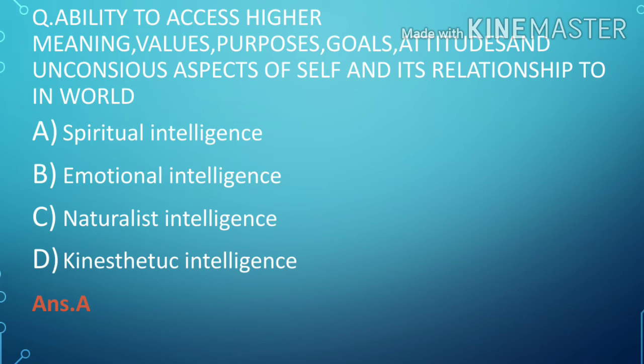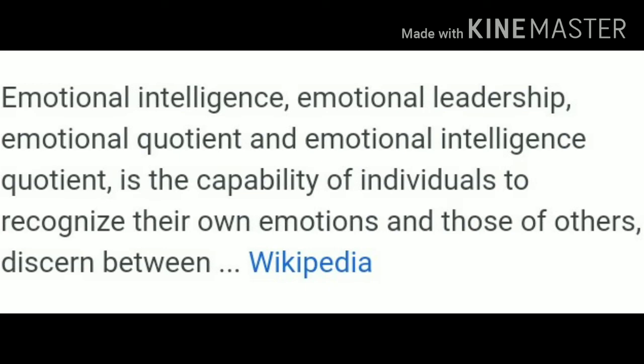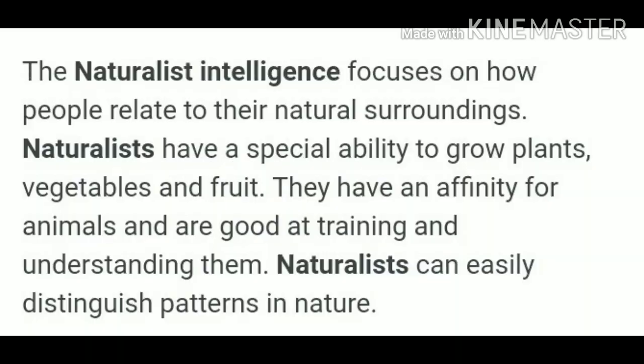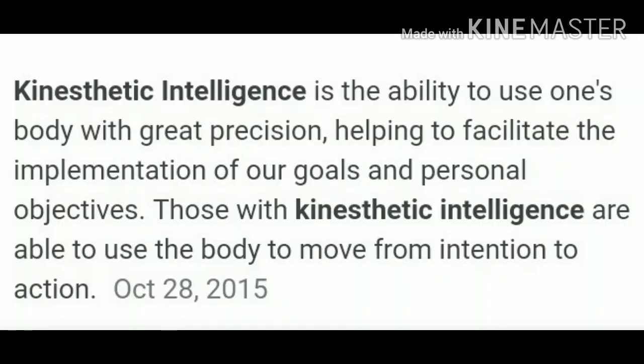The first one is emotional intelligence. Emotional intelligence means the ability to handle the emotions we produce. Naturalistic intelligence is the connection with and understanding of nature. Kinesthetic intelligence, that is bodily kinesthetic intelligence, is coordinating the mind with your body. This is known as bodily kinesthetic intelligence. I hope this portion is clear to you.